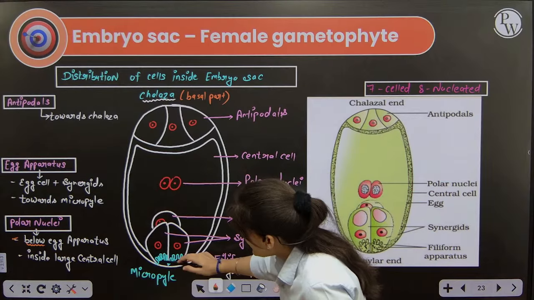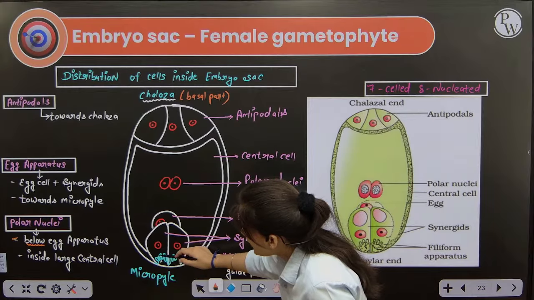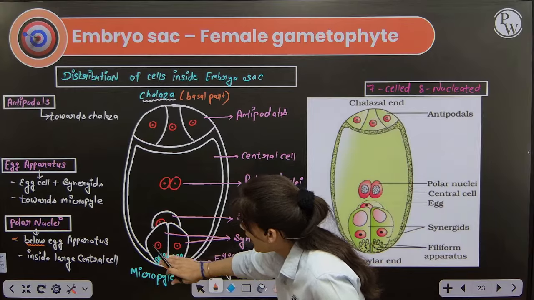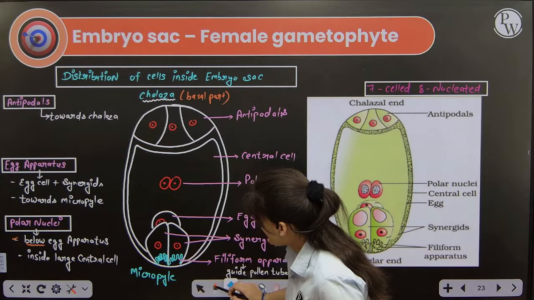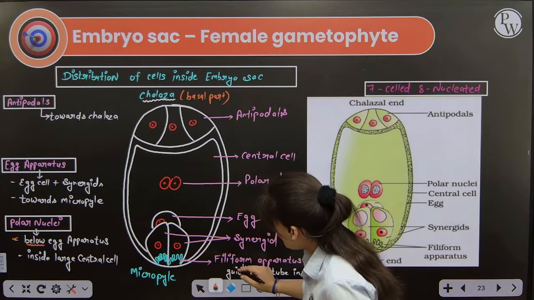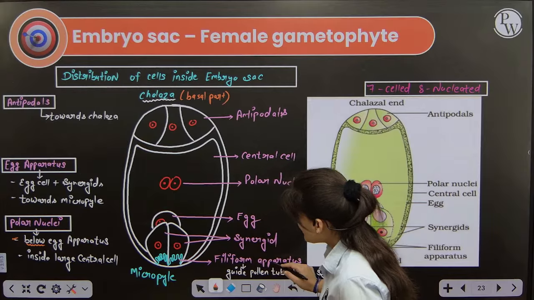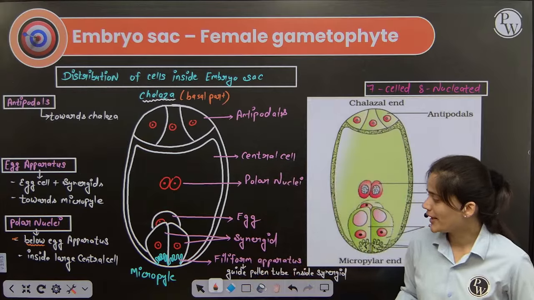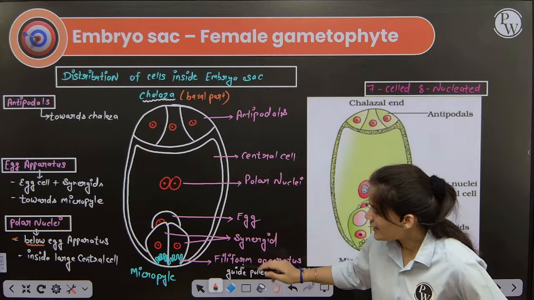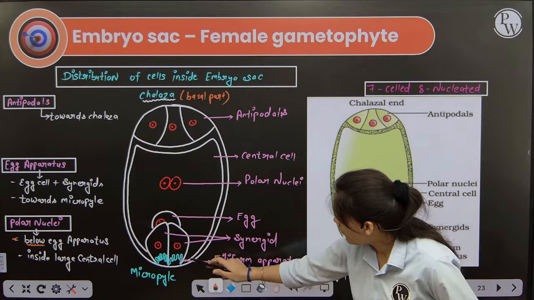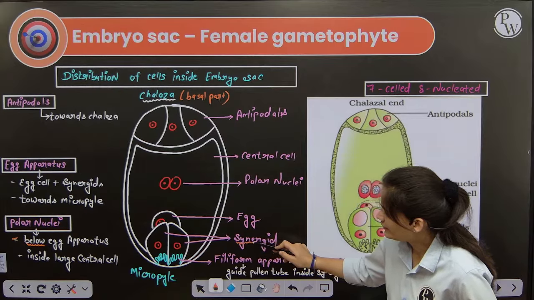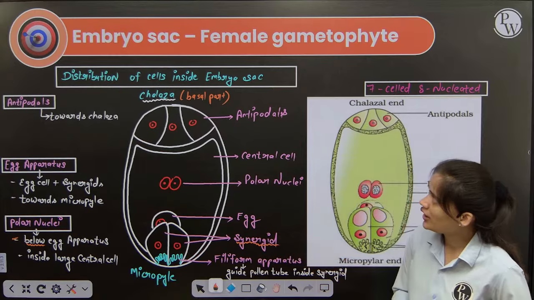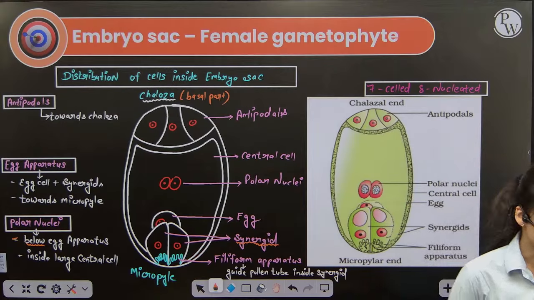Now this synergid has some finger-like extensions. These finger-like extensions are known as the filiform apparatus. What is the role of the filiform apparatus? The filiform apparatus guides the entry of the pollen tube into the synergid. This is about the mature embryo sac.